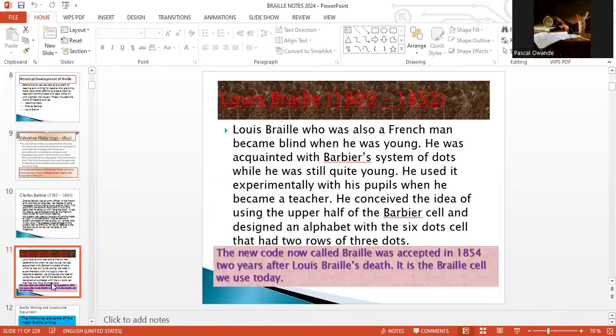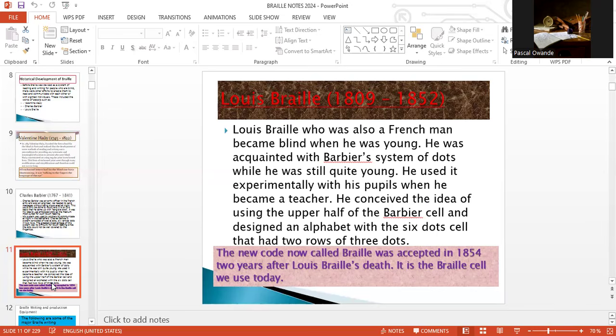Louis Braille, 1809 to 1852, was also a Frenchman. He became blind when he was young, and this did not stop him. He was acquainted with Babbage's system of dots while he was still quite young, so he used it experimentally with his pupils when he became a teacher.